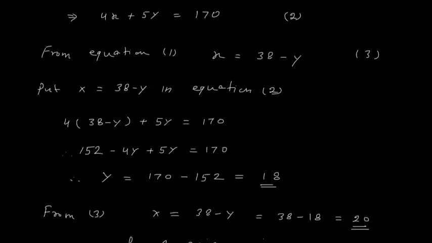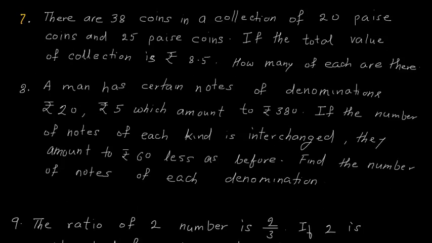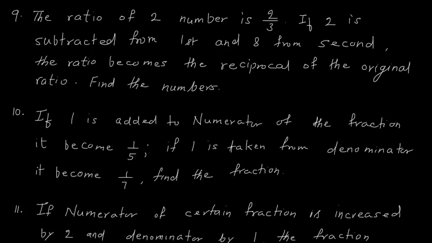This is our 8th problem, right? Okay. Now 9th problem. So we have done 7th and 8th problem. Now 9th problem. The ratio of two numbers is 2 by 3. If 2 is subtracted from the first and 8 from the second, the ratio becomes the reciprocal of the original ratio. Find the numbers.